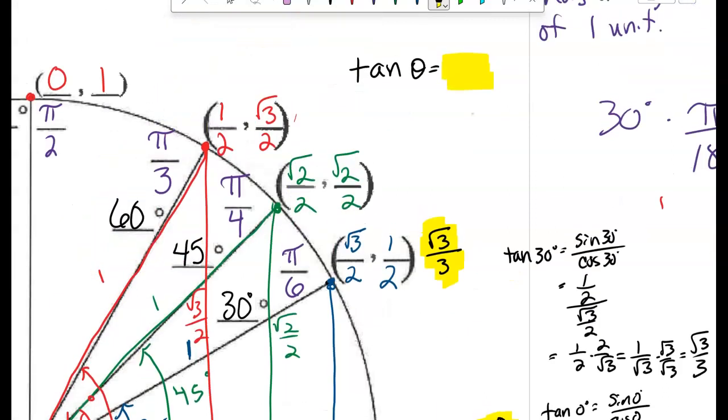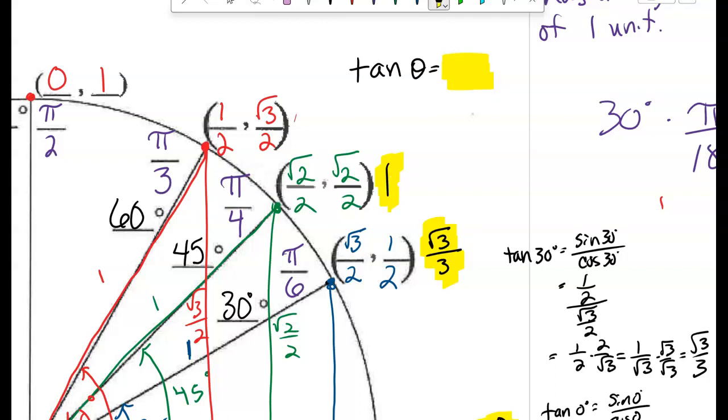Now, the cool thing is the next one's really easy. Guys, tangent of 45 degrees or pi over 4 is sine over cosine. Root 2 over 2 divided by root 2 over 2 is what value? Make sure I highlight it. There's 1. Okay, now let's keep on going through.